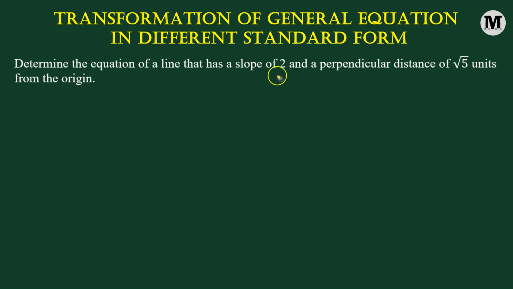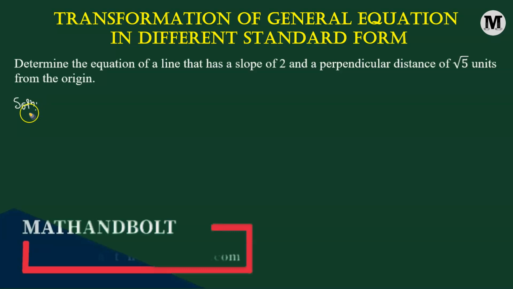Determine the equation of a line that has a slope of 2 units and the perpendicular distance of square root of 5 units from the origin. Okay, let us begin. So here, let's try to understand the problem graphically first.